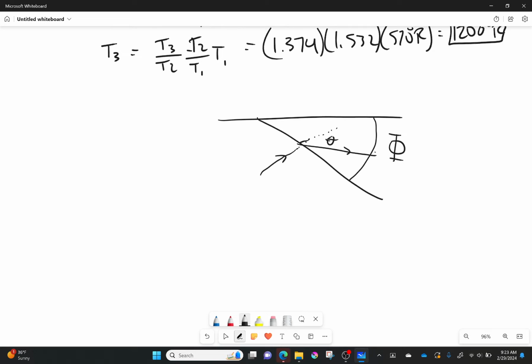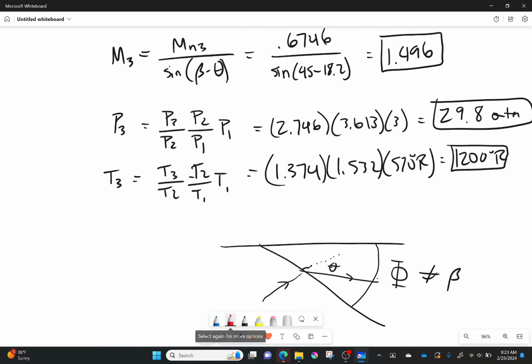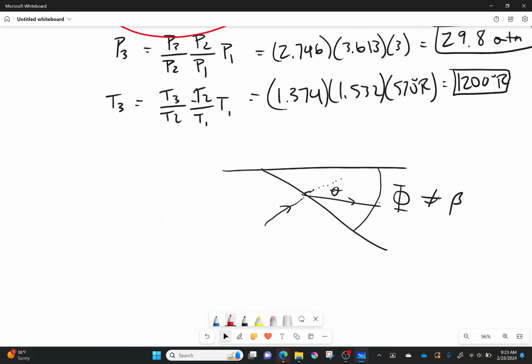Now, this angle is not equal to beta. How do I know that? Well, I actually know it from an equation we've been using an awful lot, but I've never really taken the time to explain. It's this one right here. So M3 is equal to M normal 3 over sine of beta minus theta. So this is how we get our regular Mach number, by knowing what our normal Mach number is.